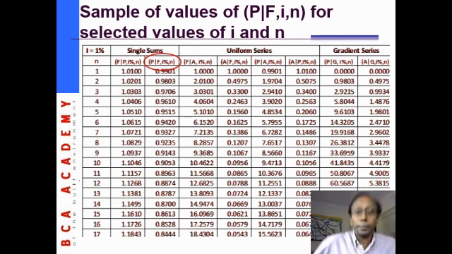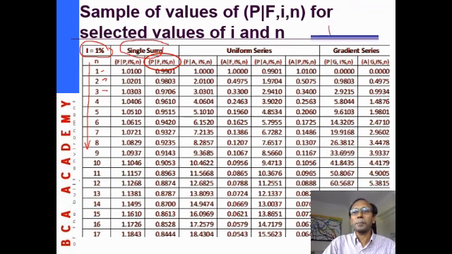Every page on the left corner shows i, the interest rate. The first page is for 1%, the second page is for 2%, the third page is for 3%, and so on. On each page the number of years n progresses in the vertical direction. Each row in the table is the number of years: year 1, year 2, year 3, etc. Now we talk about only single sum. Single sum means I have one present value, and some number of years later I have one future value.